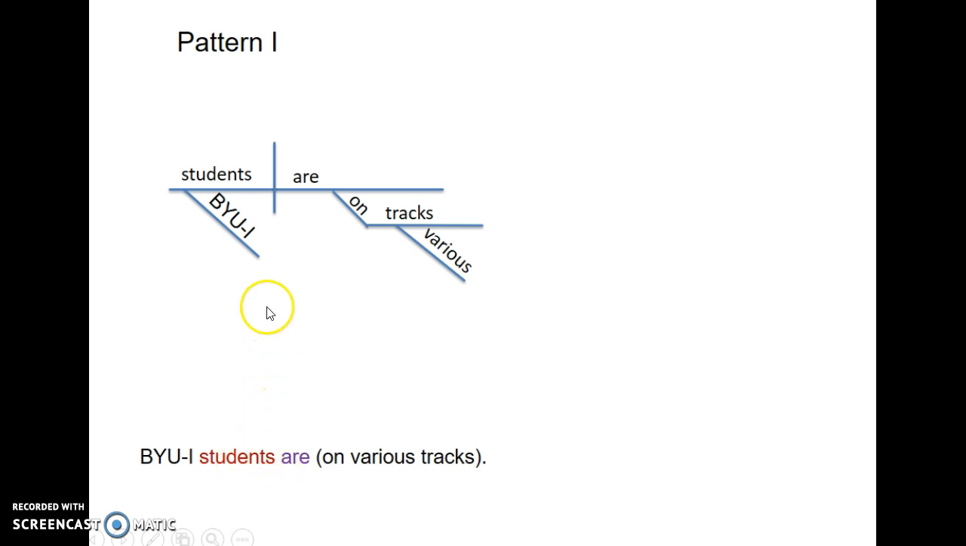So we can stop right now and say that this is a pattern 1 because we have a subject and a be verb. BYU Idaho, although it's a noun in this case, is modifying students, telling us what students we're talking about. So that is an adjective. And then we have our prepositional phrase on tracks on the horizontal and the modifier below.